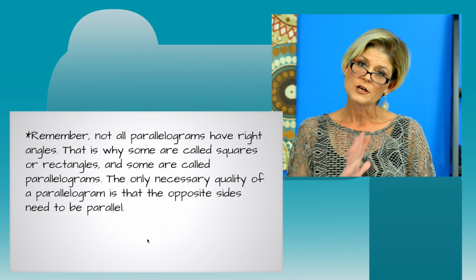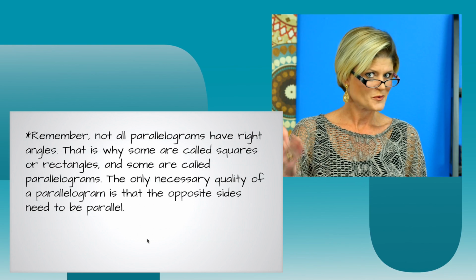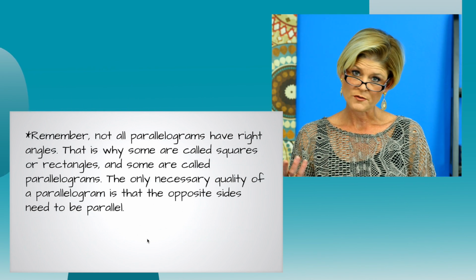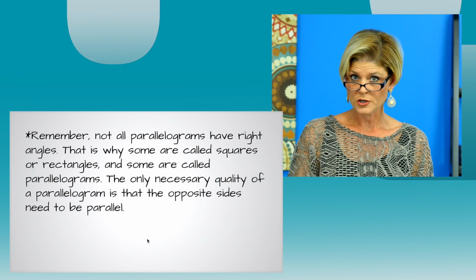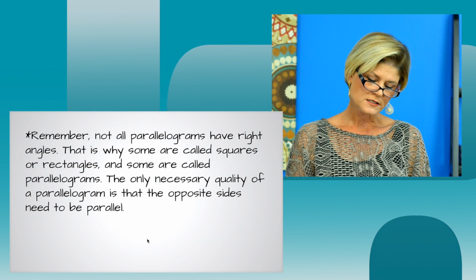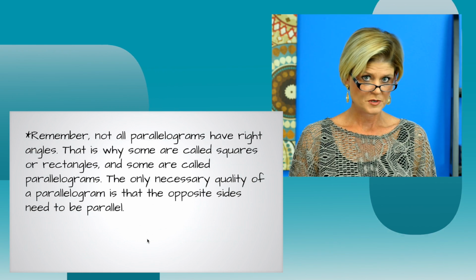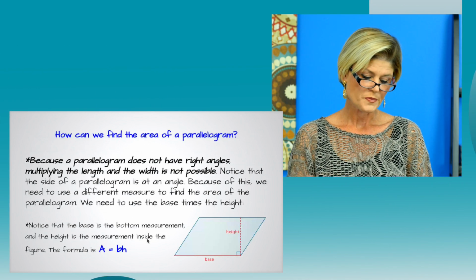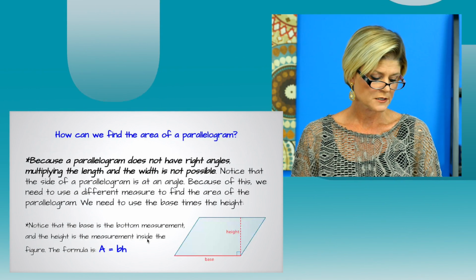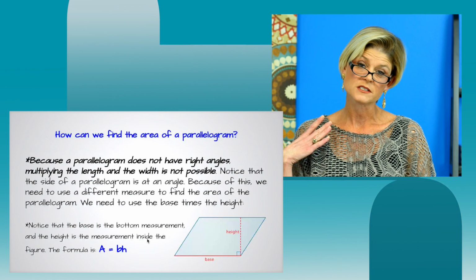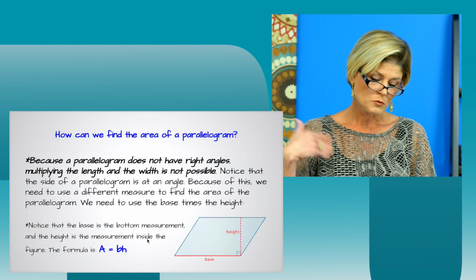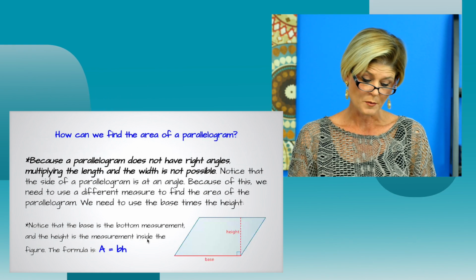So remember, not all parallelograms have right angles. That is why some of them are called squares or rectangles and some are called parallelograms. The only necessary quality of a parallelogram is that the opposite sides need to be parallel. So how can we find the area of a parallelogram? Well, because a parallelogram does not have right angles, multiplying the length times the width is not possible.